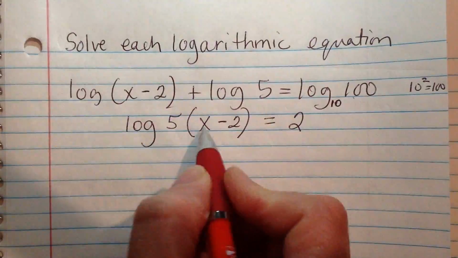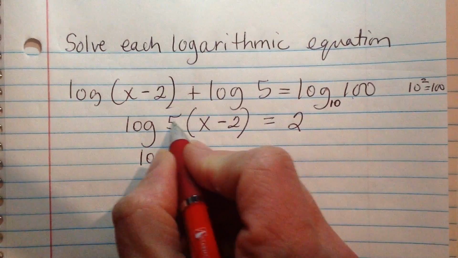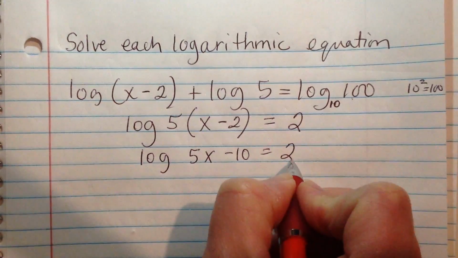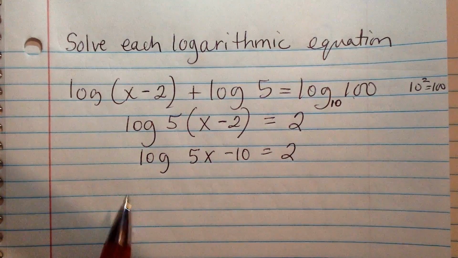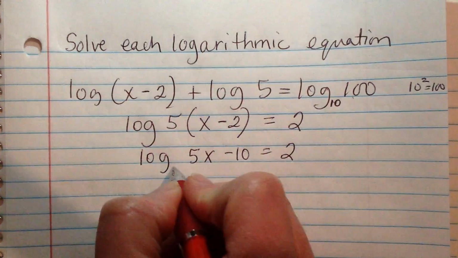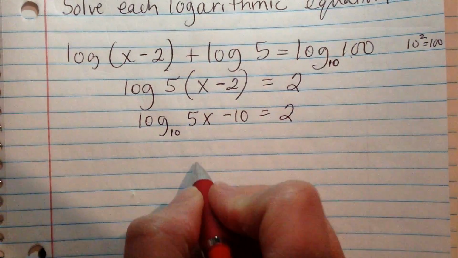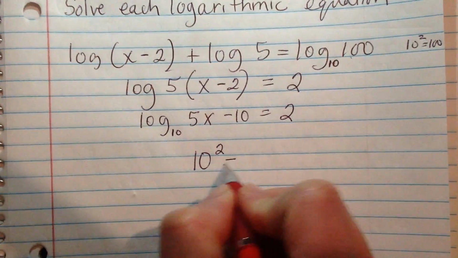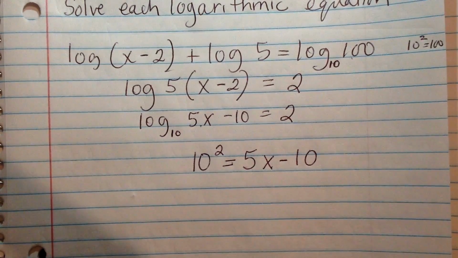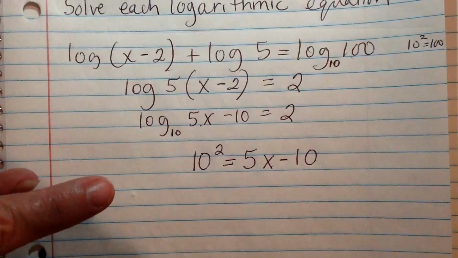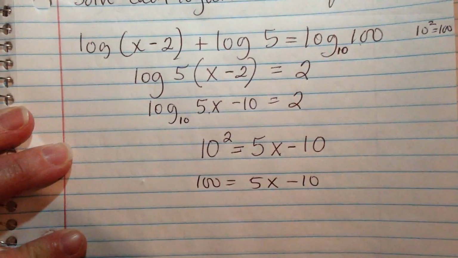So here, I could go ahead and distribute if I wanted to. I have 5 times x, which is 5x. 5 times negative 2 is negative 10, equals 2. Now let's change it from logarithmic form to exponential since I've got it down to one log. Remember, log has an understood base 10. So converting this to exponential, you have your base 10 raised to your exponent 2 equals 5x minus 10. In this problem, I only had one log, so I changed it to exponential. Well, 10 squared is 100, equals 5x minus 10.